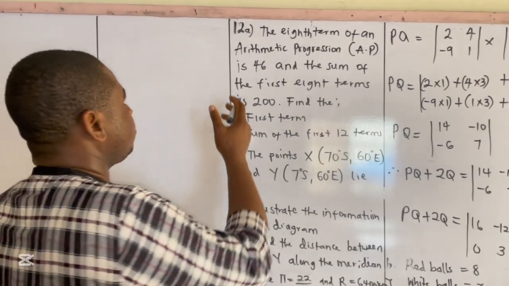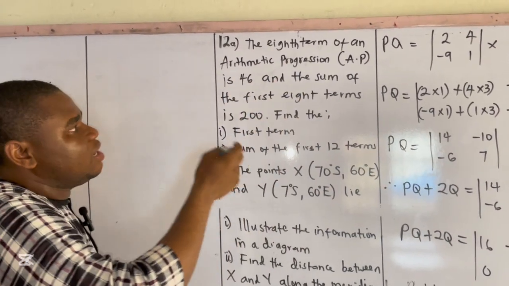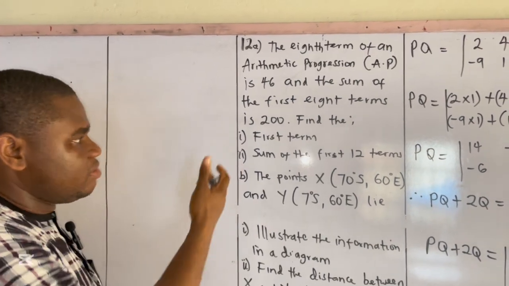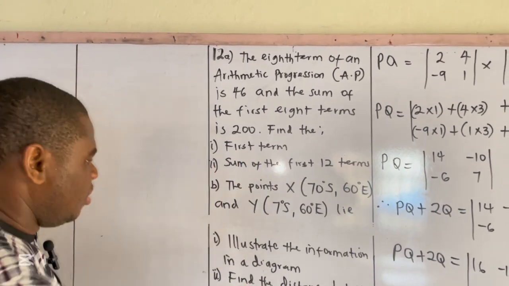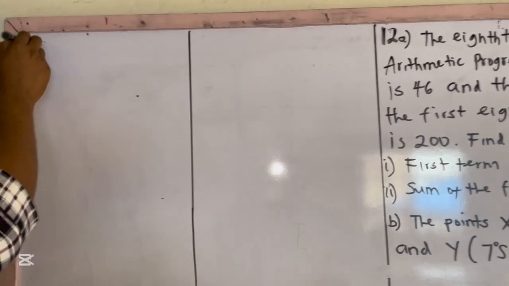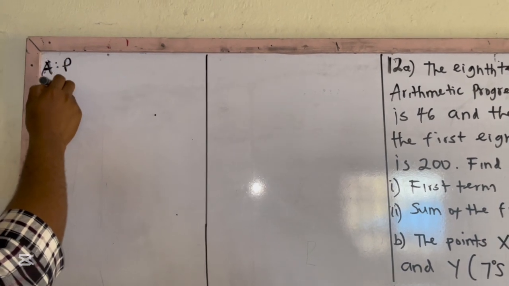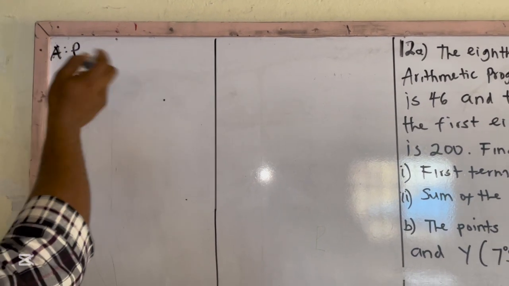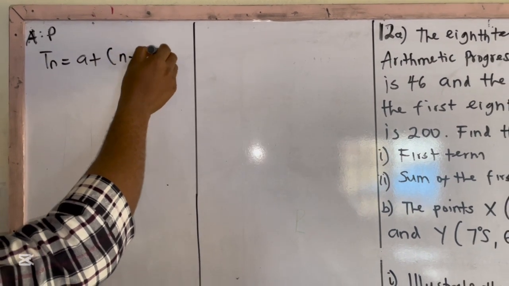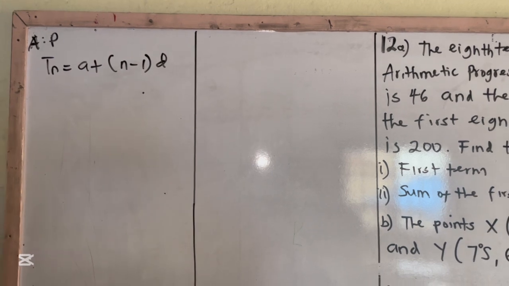Alright, for question number 12, first part: the 8th term of an arithmetic progression is 46 and the sum of the first 8 terms is 200. Find the first term, and the sum of the first 12 terms. Alright, so in arithmetic progression, the nth term is a plus n minus 1 d. The d is the common difference, a is the first term.